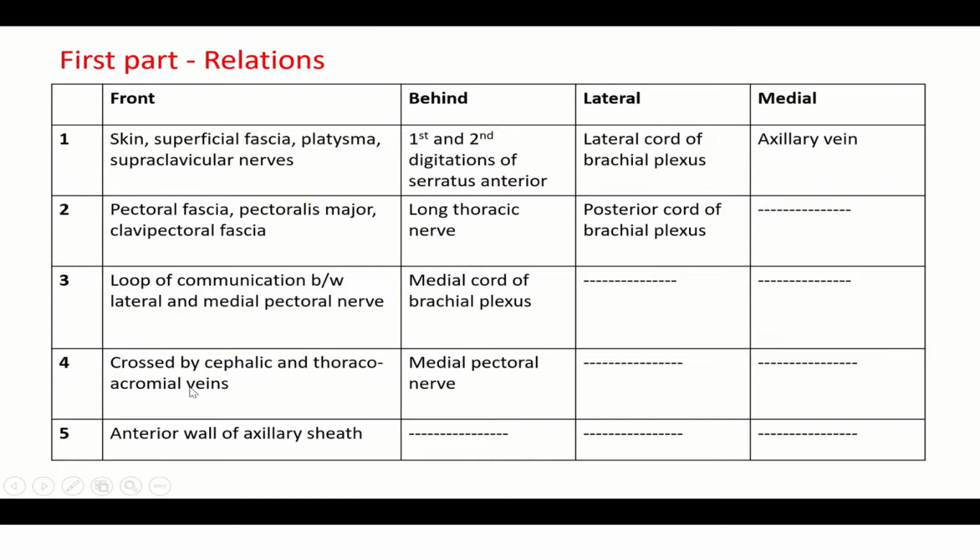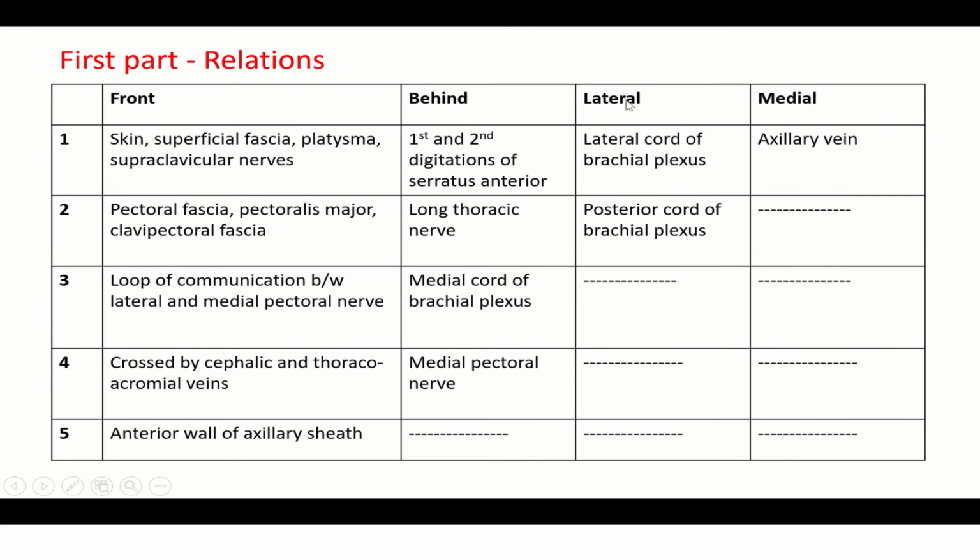I'll show you in the diagram. And it is crossed by cephalic and thoracoacromial veins in the anterior wall of the axillary sheath. All these are in front of the first part. If you see behind: the first and second digitations of the serratus anterior muscle, long thoracic nerve, and medial cord of brachial plexus and medial pectoral nerve. See, in relation to the first part, the medial cord is not medial, it is posterior.